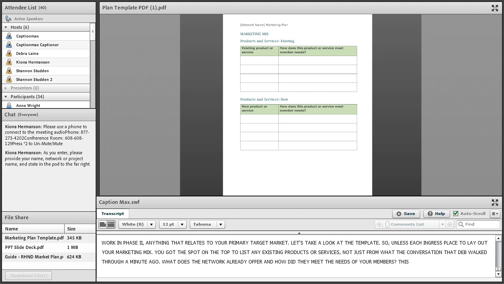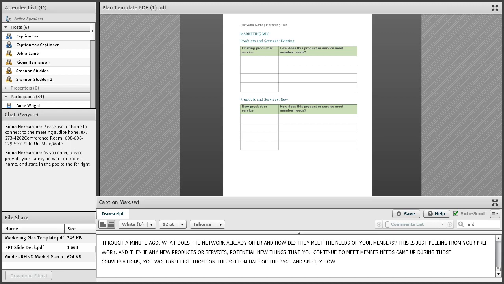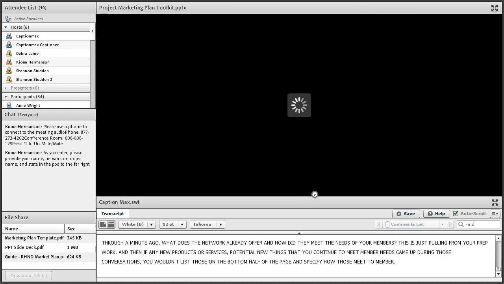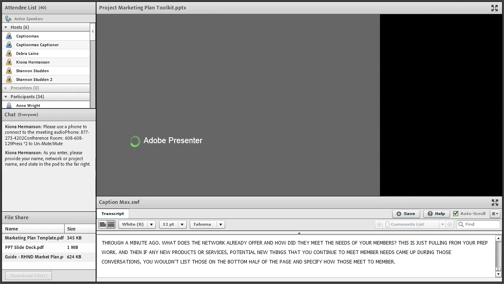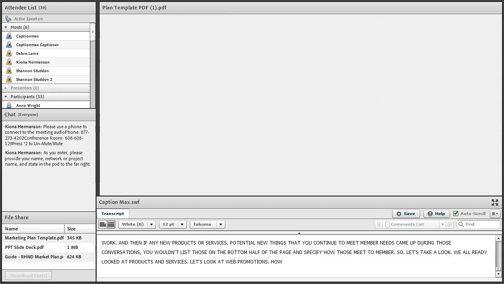So on this page, you've got space to lay out your marketing mix. You've got the spot on the top to list any existing products or services, just from the conversation that Deb walked you through a little bit ago. So what existing products or services does the network already offer, and how do they meet the needs of your members? Again, this is just pulling from your prep work. Then on the bottom, if any new products or services, any potential new things that you could do to meet member needs came up during those conversations, you would list those on the bottom half of the page and specify how those would meet member needs.